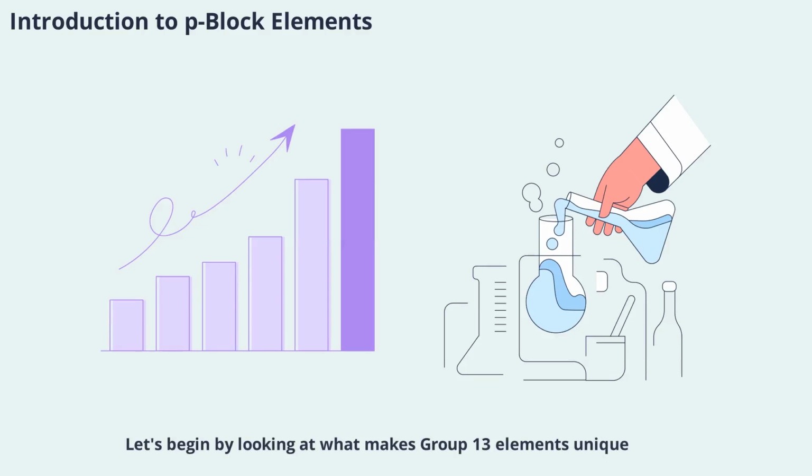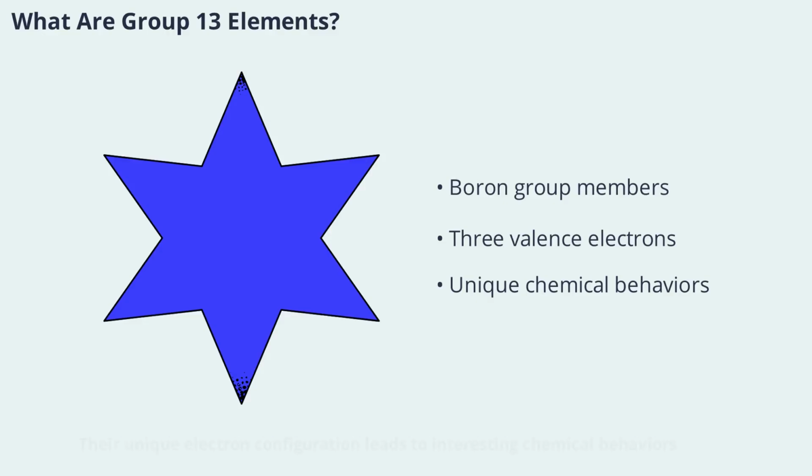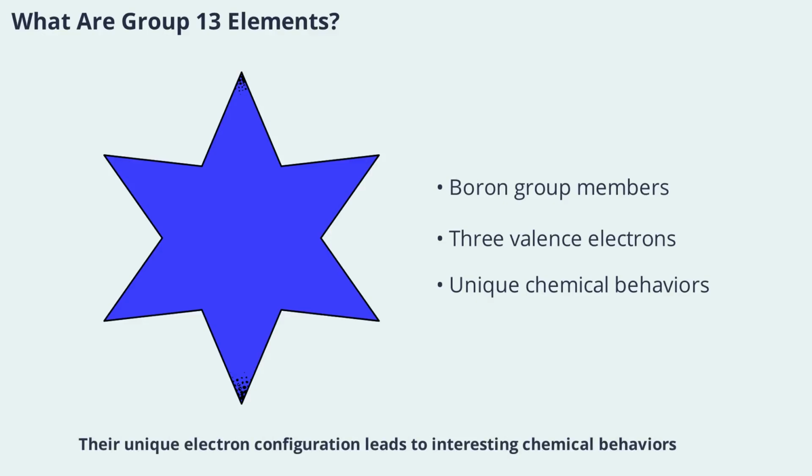Let's begin by looking at what makes group 13 elements unique. Group 13 elements, also known as the boron group, include boron, aluminium, gallium, indium, and thallium. These elements are found in the p-block of the periodic table and are characterized by having 3 electrons in their outermost shell. Their unique electron configuration leads to interesting chemical behaviors and a variety of uses in everyday life and industry. Now let's explore the general properties that define this group and set them apart from others.